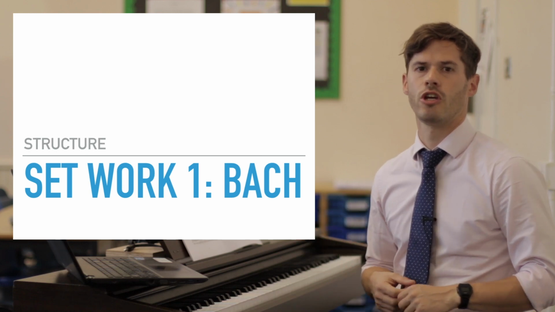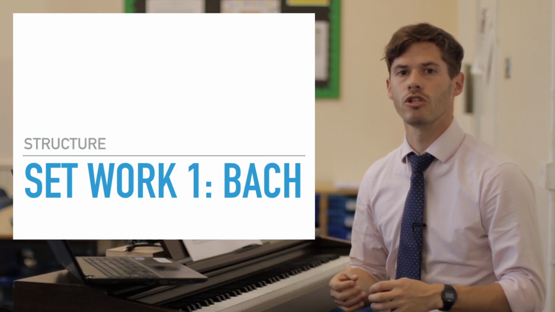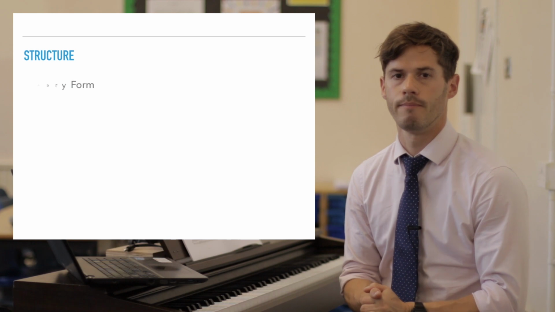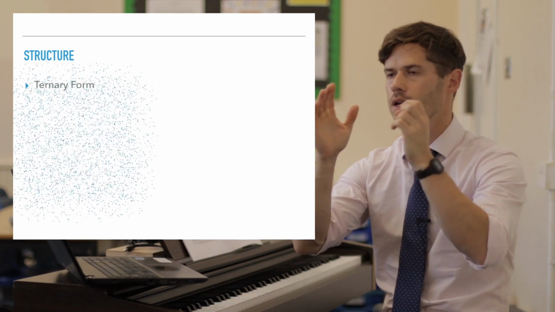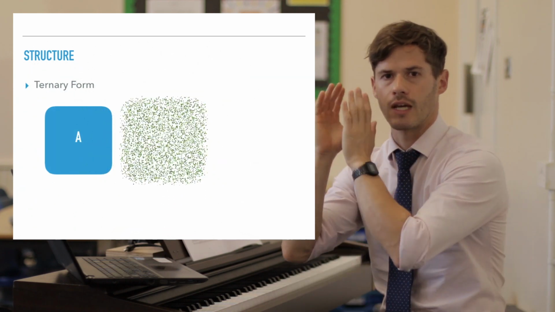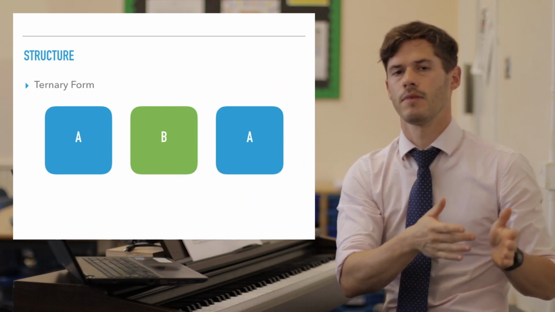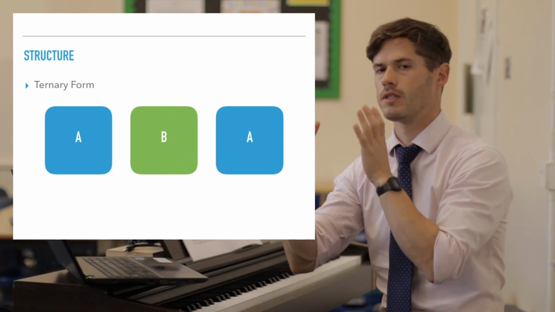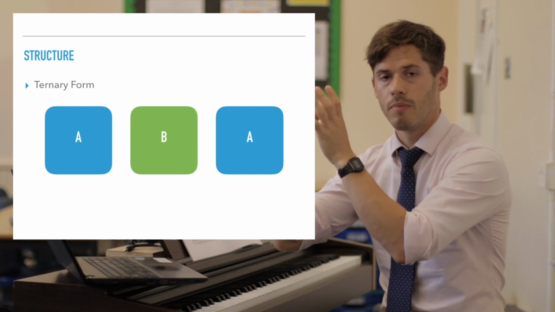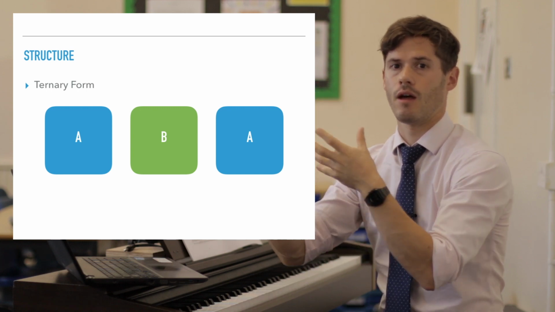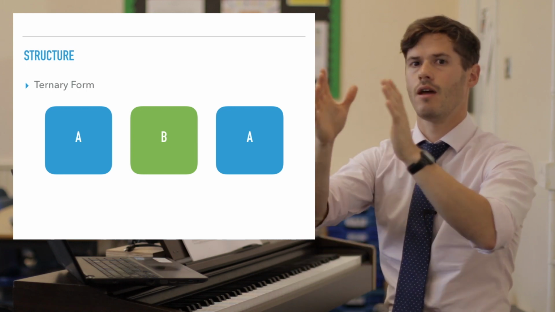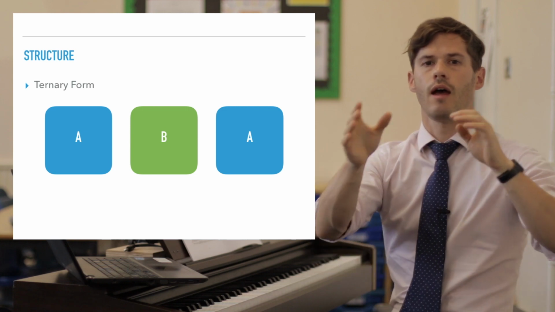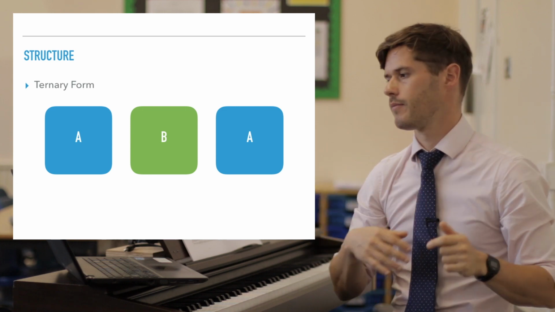Bach's Brandenburg Concerto No. 5 is structured using ternary form. Ternary form is a structure made up of three sections, A, B, A, with contrasting sections, beginning with A, a familiar section, and then a contrasting section in the middle, and then going back to A again.